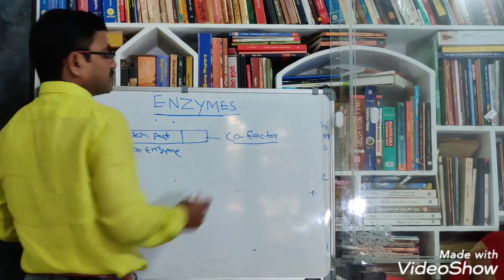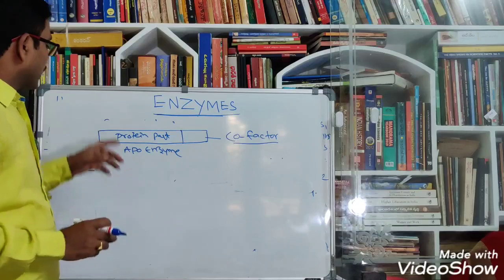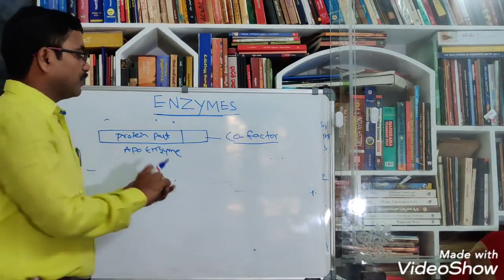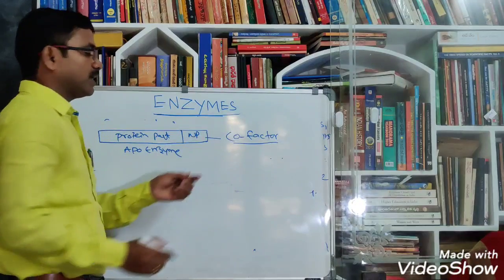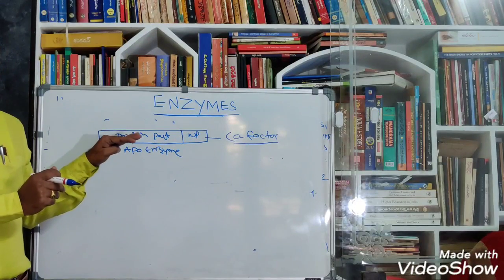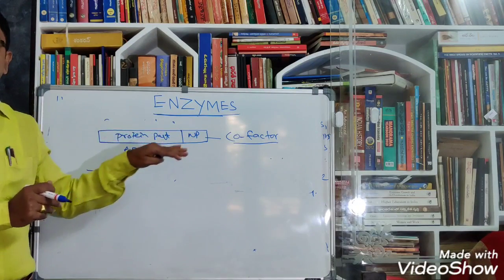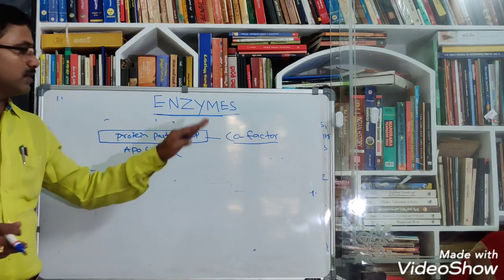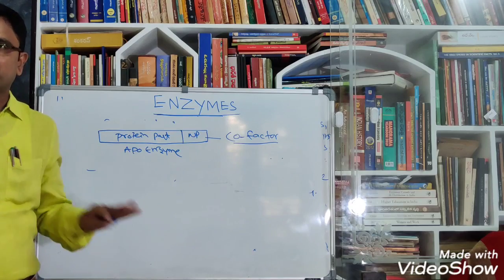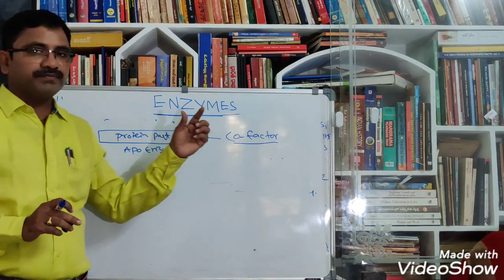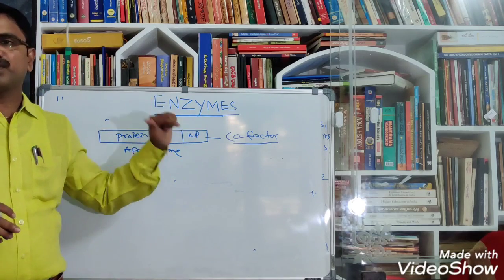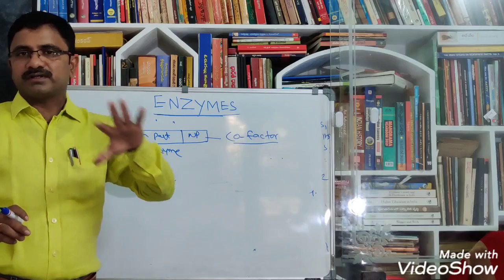This is an important glossary. You must learn it. The protein part of the enzyme is known as apoenzyme. The non-protein part of the enzyme is known as cofactor. The cofactor helps the enzyme stay active during biochemical reactions. In the absence of cofactor, enzymes cannot catalyze. The significance of cofactor is that it keeps the enzyme more active during biochemical reactions.